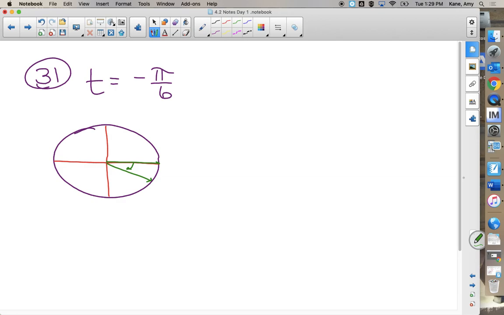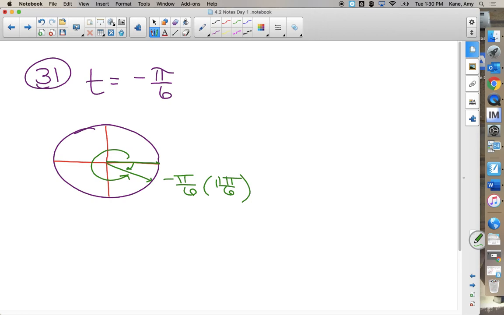So this angle represents negative pi over 6, which is the same as the other angle going around. Its coterminal angle is, anybody know? 11 pi over 6. Yeah, nice job. All right, so if you're asked to evaluate, it means find an answer. That's what evaluate means. What is the ordered pair that corresponds with either 11 pi over 6 or negative pi over 6, because they're the same angle?